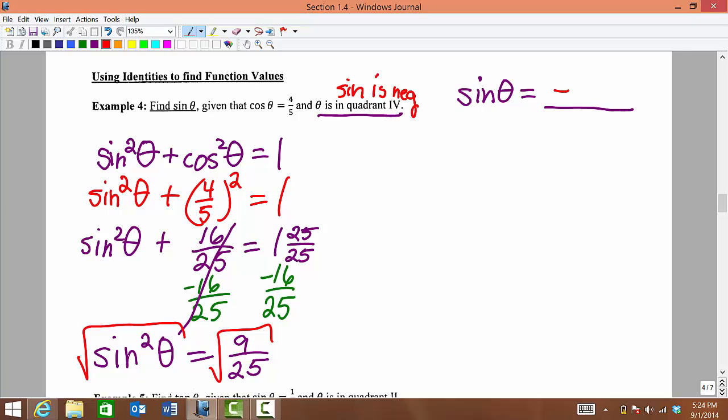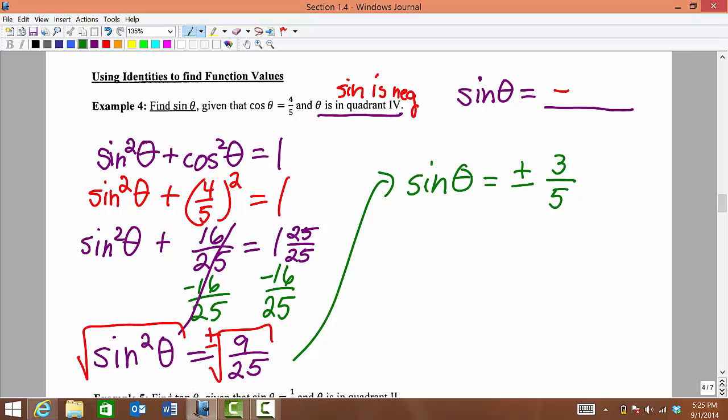The last thing that we want to do is to take the square root of both sides. Now remember that when you take the square root of both sides of an equation, we always want to include our plus and our minus. So the square root of sine squared would be sine. Sine is either equal to plus or minus, and the square root of 9 would be 3, and the square root of 25 would be 5. So it's either plus or minus 3 over 5, and we said that we are working in quadrant 4, so we know that it will be negative 3 over 5.